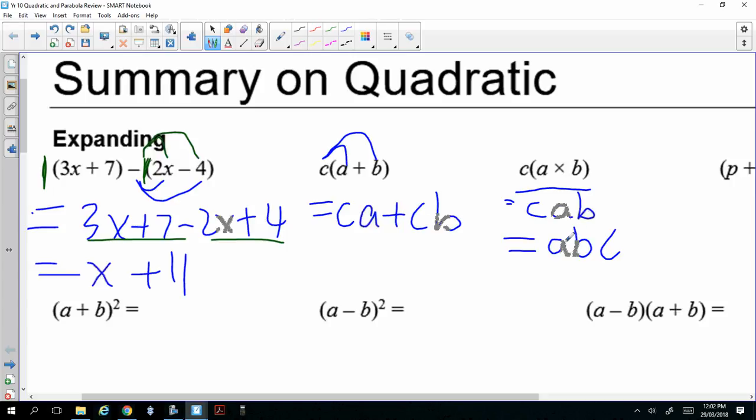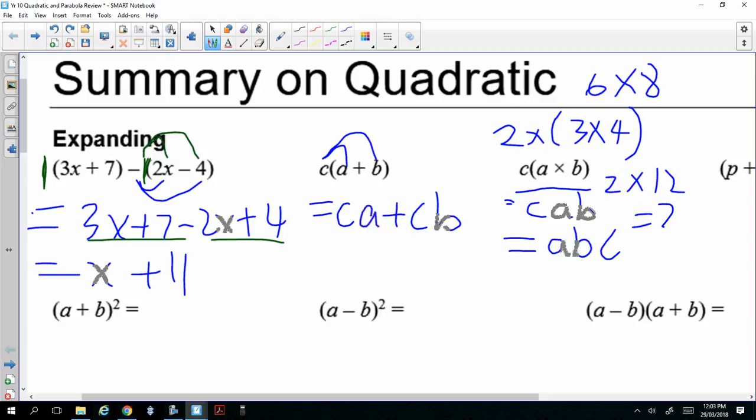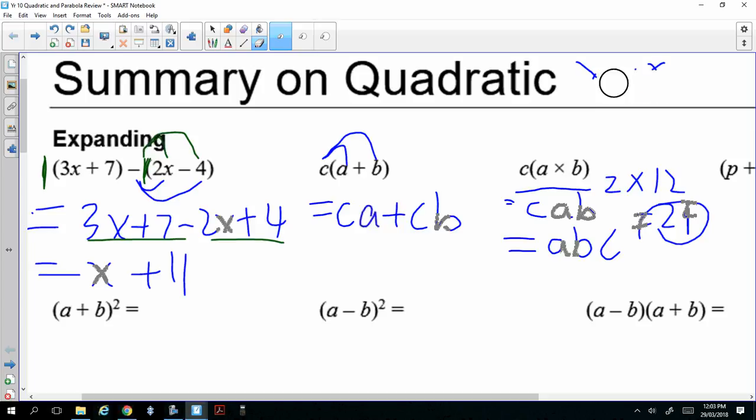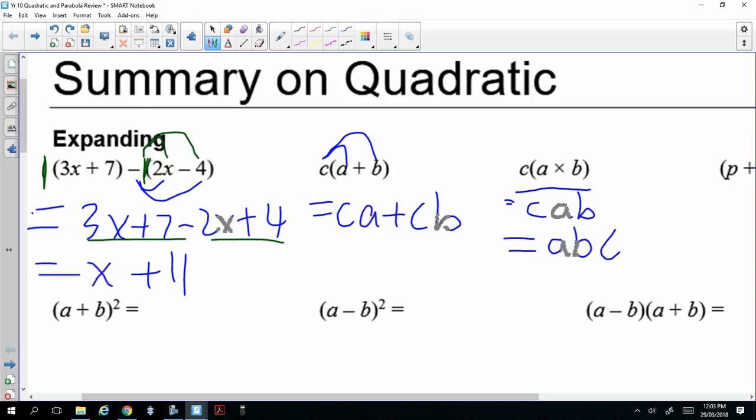CA times CB, ABC squared. Yeah, that's what you're thinking. You're doing this. This is wrong. You can't do CA times CB. That's wrong. Think of this example. Think of numbers. What if I got 2 times 3 times 4, right? What should the answer be? Would it be 6 times 8? It's just 2 times 12, which is 24, isn't it? Not 6 times 8. Get it? See the difference when it's a plus and a times? Yeah. Okay. Moving on.